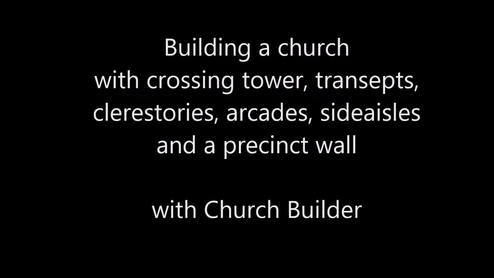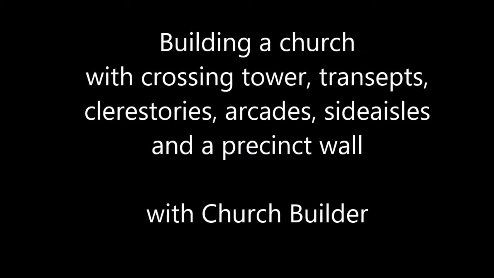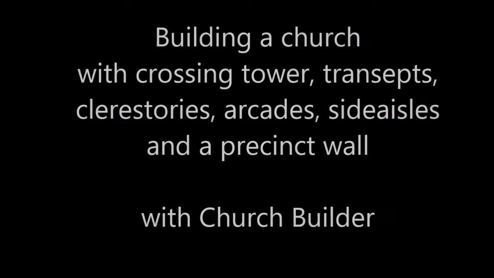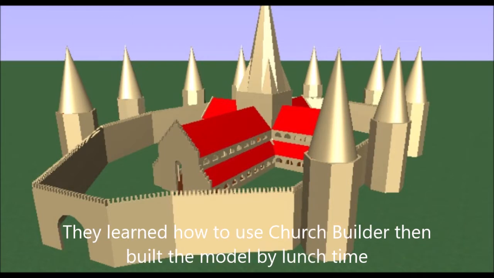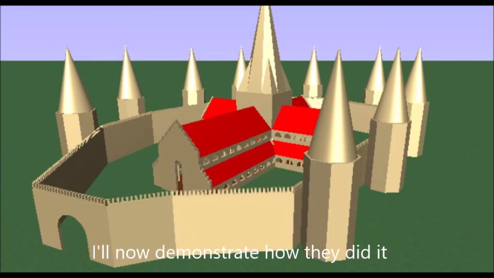Building a church with crossing tower, transepts, clear stories, arcades, side aisles and a precinct wall using Church Builder. This model was built by two Year 5 children at St Anne's Primary School, Ormskirk, Luke and Abby. They learned how to use Church Builder, then built the model by lunchtime. I'll now demonstrate how they did it.